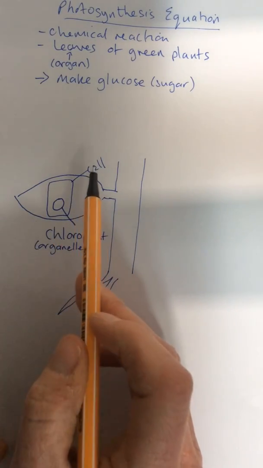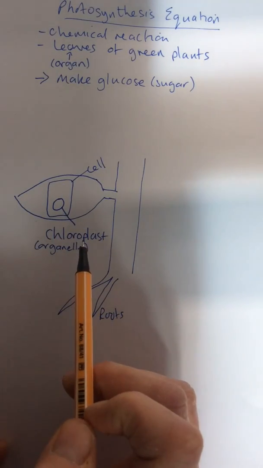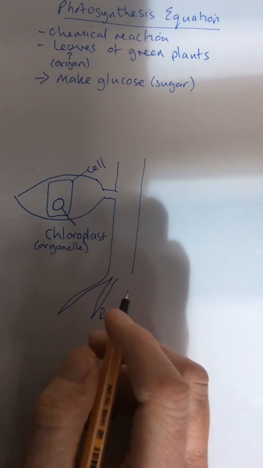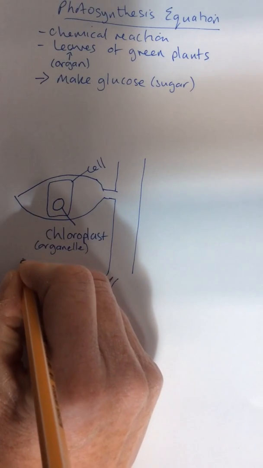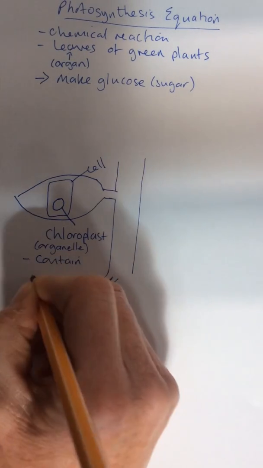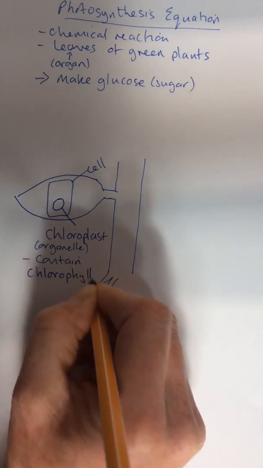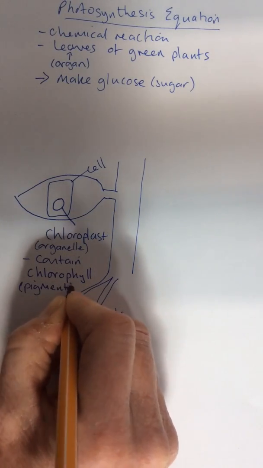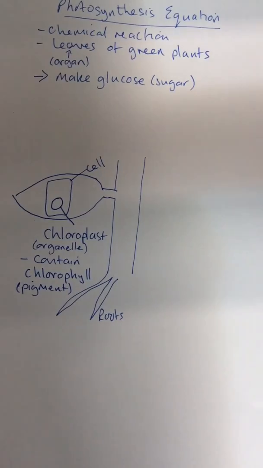So inside of our plant leaf cell, we have lots and lots of chloroplasts, and they are the place that photosynthesis happens. Inside the chloroplasts is something called chlorophyll. So chloroplasts contain chlorophyll. That is basically a pigment. It's green, and that's why plant leaves look green.